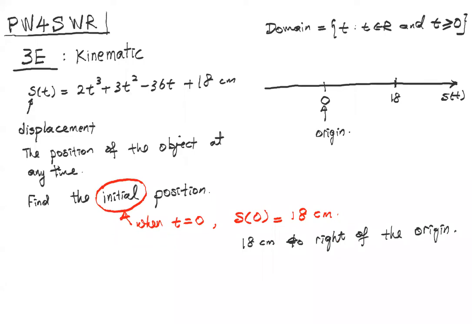So if the question asks for position, what do you do? Okay. But if you go to the first part of the question, can someone read to me the first part of the question? Yeah, so they want you to find the velocity function and the acceleration function.